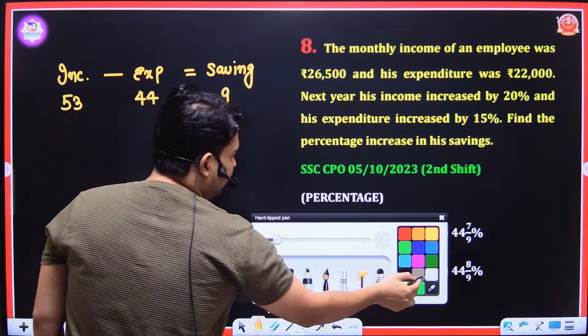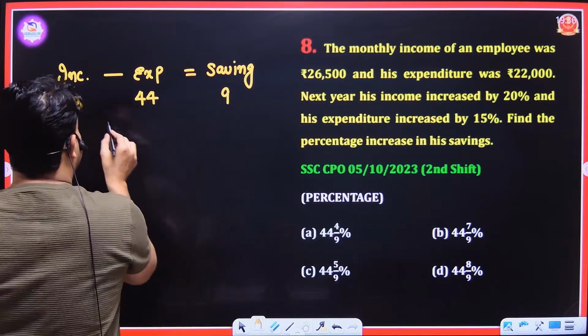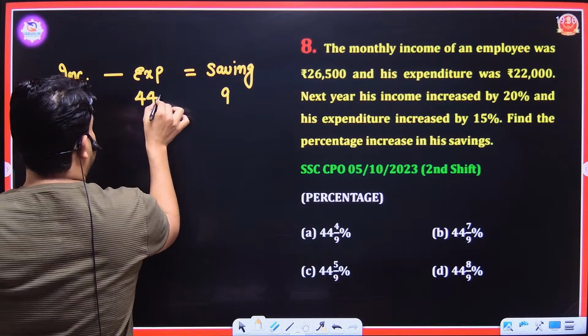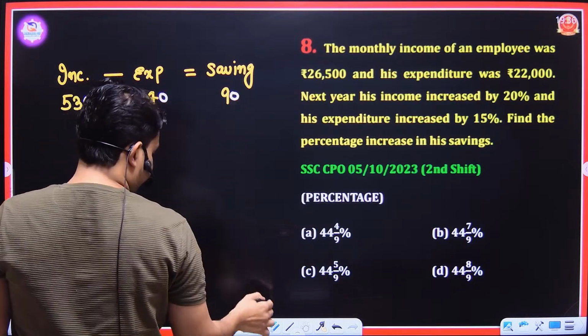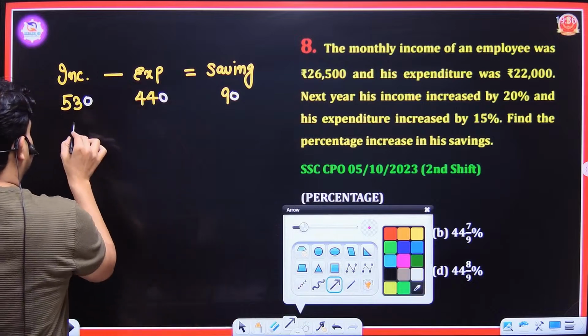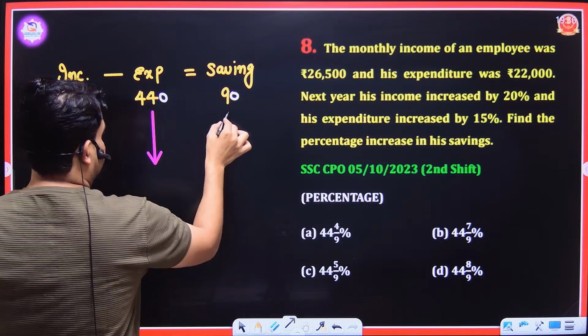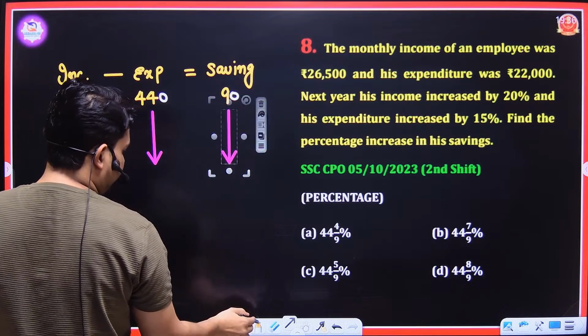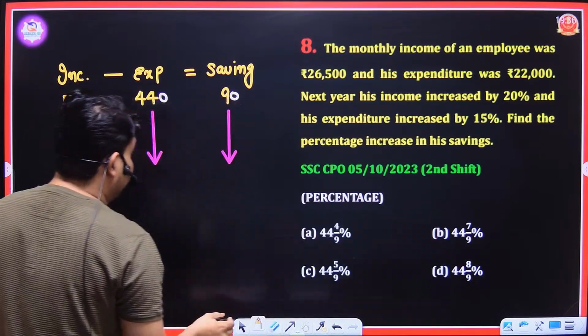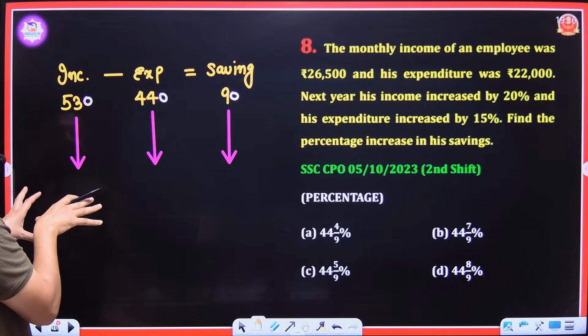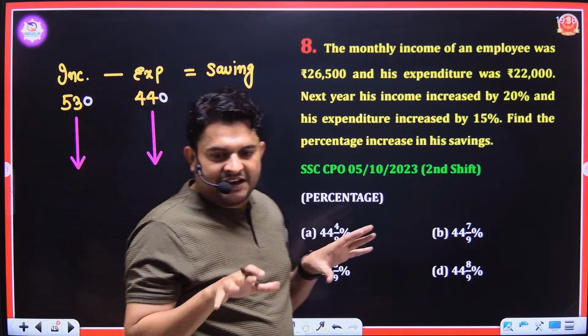I have to calculate their percentages. Then I will add a 0 here. My income is increased by some amount, my expenditure is also increased by some amount, and then I have to tell the percentage increment in my saving. So I will not write the increased income here. I will just write the increment in the income.